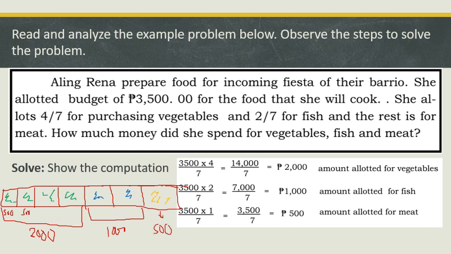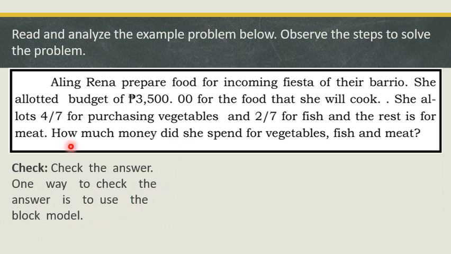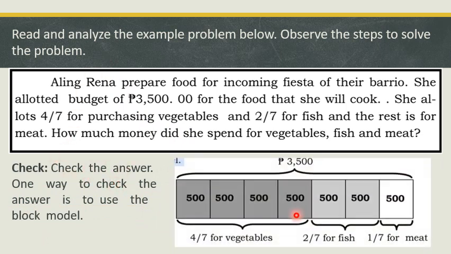Okay, so ganun naman pag ginagamit natin illustration. So, pwede rin naman itong technique na to na i-multiply natin lahat yung kabuuan, 3,500 sa 4/7, sa 2/7, saka sa 1/7. Ganun din naman yung magiging answer. Then, we will check. So, ang pag-check po niyan, pwede natin gamitin yung model na yan. So, ito yung pinakita ko kanina.